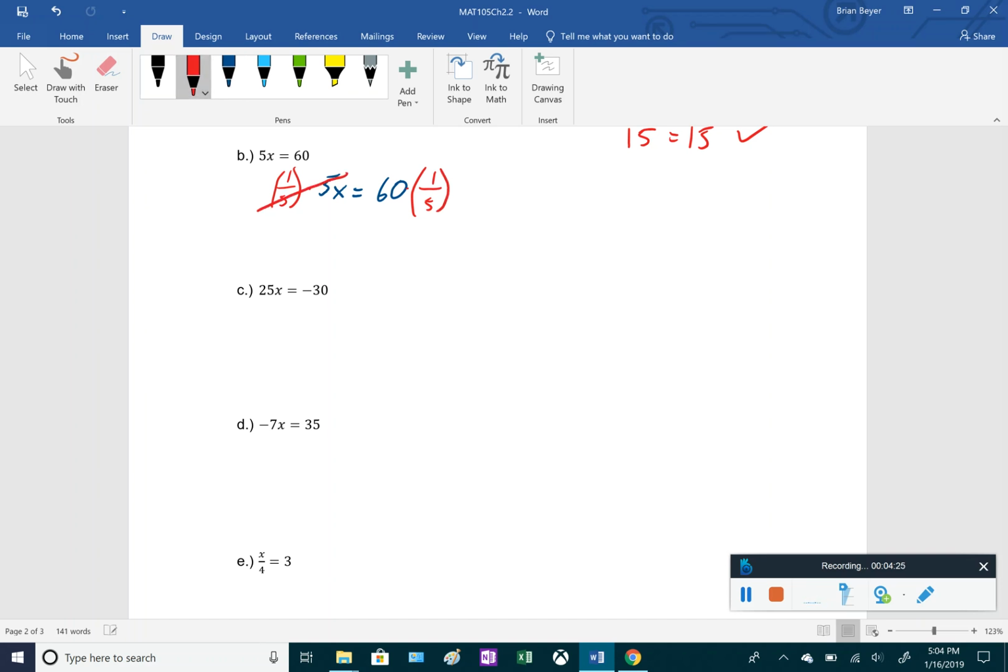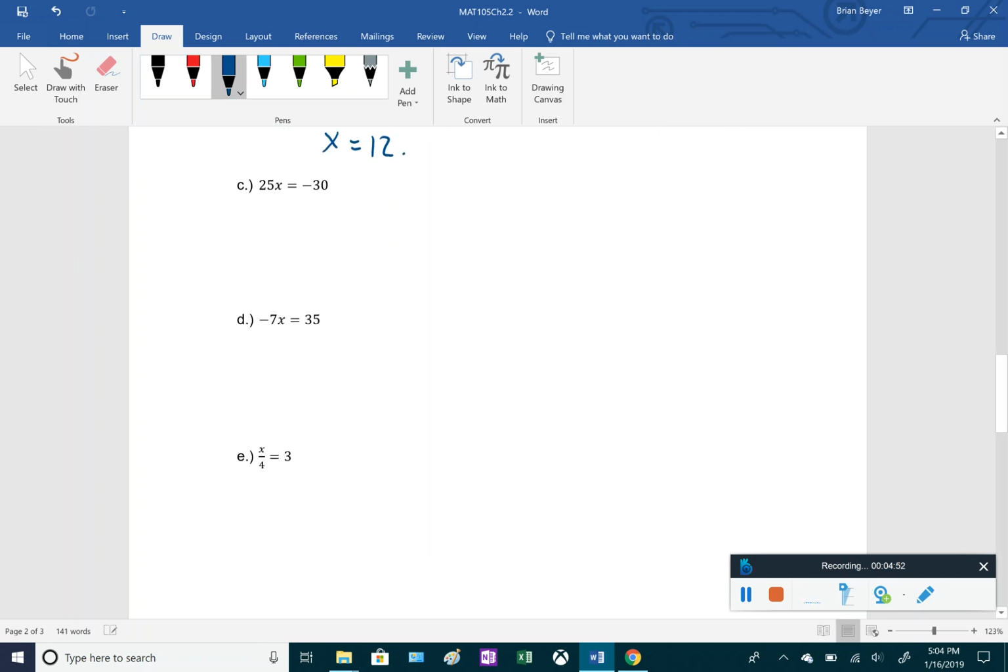This probably doesn't look as clean as what we just did, but we'll see when we're dealing with fractions it's a little bit better. So we end up with x equals 60 times 1/5. 60 times 1/5 is the same thing as 60 divided by 5, and 60 divided by 5 is 12. So we get x equals 12 here.